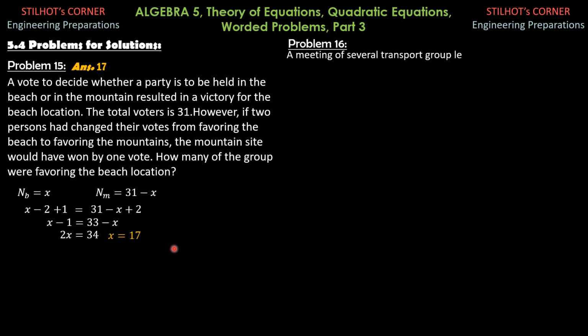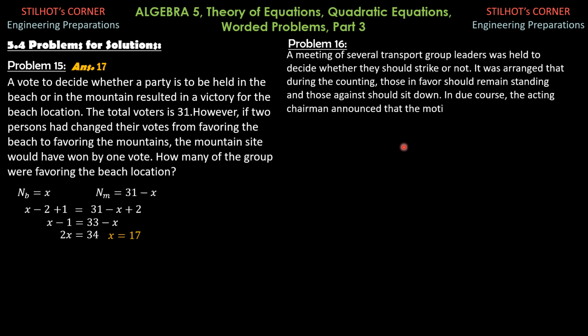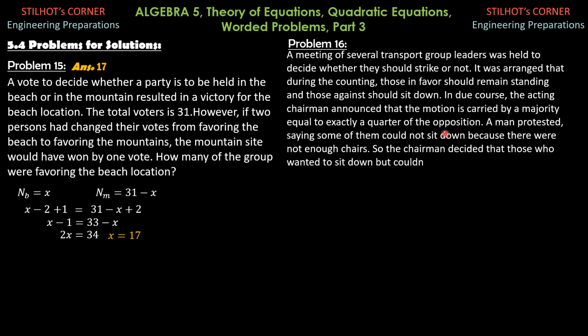Problem 16. A meeting of several transport group leaders was held to decide whether they should strike or not. It was arranged that during the counting, those in favor should remain standing and those against it should sit down. In due course, the acting chairman announced that the motion is carried by a majority equal to exactly a quarter of the opposition. A quarter of those who are not in favor of the strike.